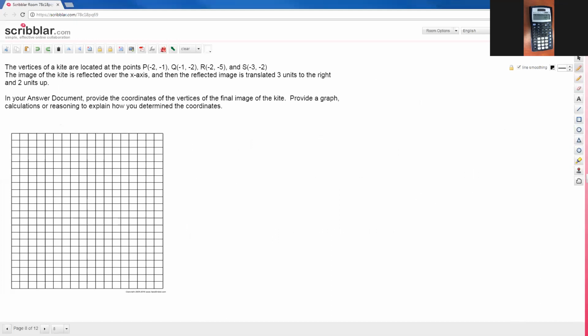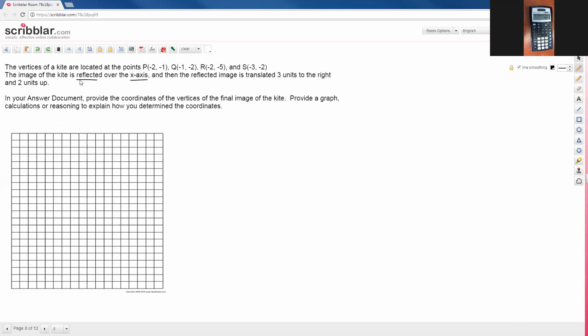I also wanted to include a geometry one. So in the booklet, it just includes a grid. It's not going to include the graph itself. You're going to have to draw a graph in for some of these geometry free-response problems. So the vertices of a kite are located at points P (-2, -1), Q (-1, -2), R (-2, -5), and S (-3, -2). The image of the kite is reflected over the x-axis.